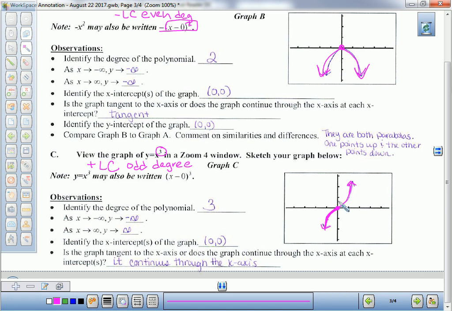Okay, so that was one thing they wanted you to note. When we have a factor raised to an odd degree, it's going to pass through. But if that odd degree is greater than 1, it passes through with an inflection. Yes, it continues through the x-axis with an inflection.